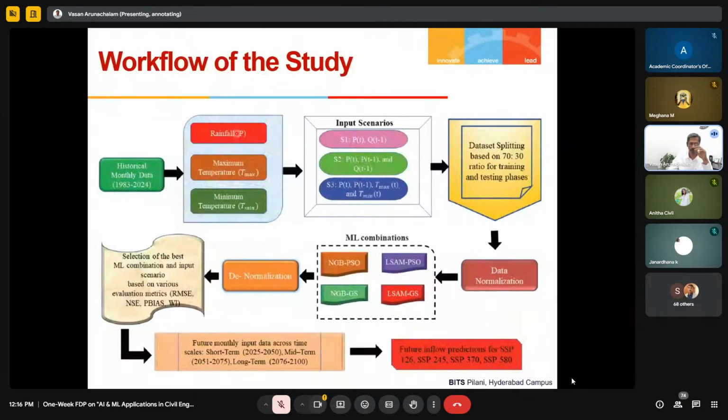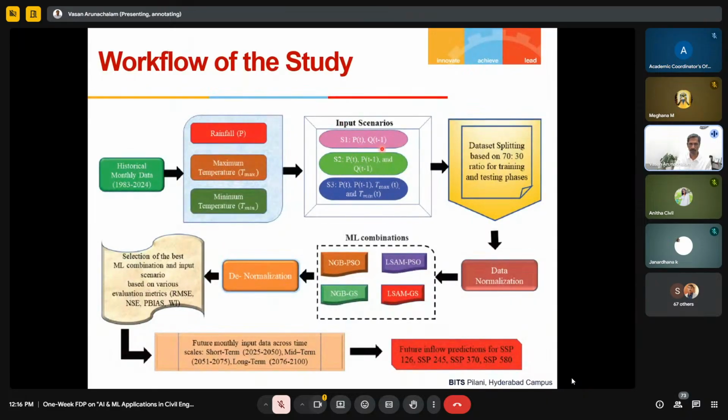That's where we thought that, because all these ML techniques are doing wonderfully well in many applications, let us try to analyze and explore this study. When we do a prediction, like you need to do forecasting, what could be the different input scenarios we wanted to explore? That's where we tried dividing them into multiple scenarios.